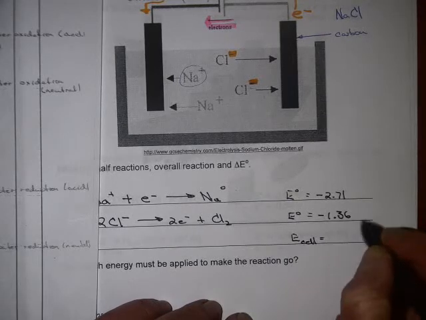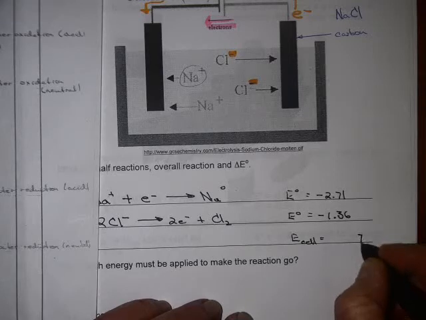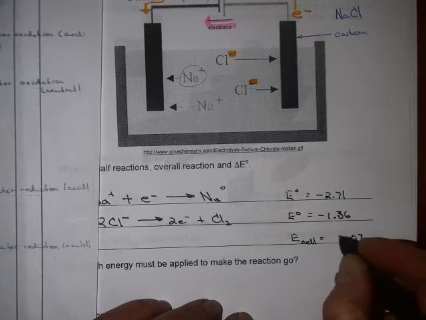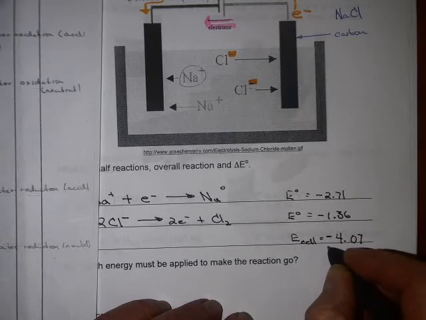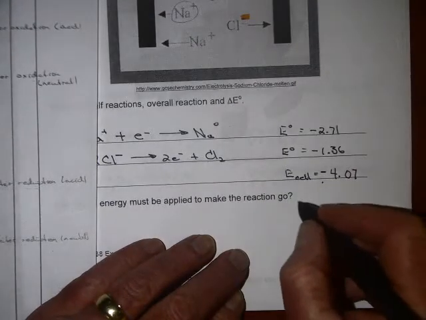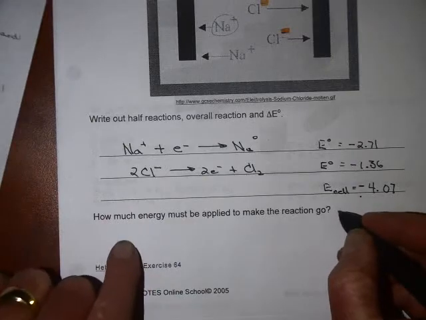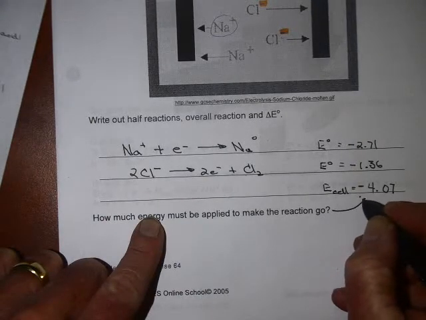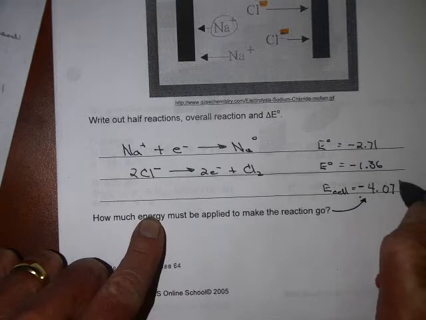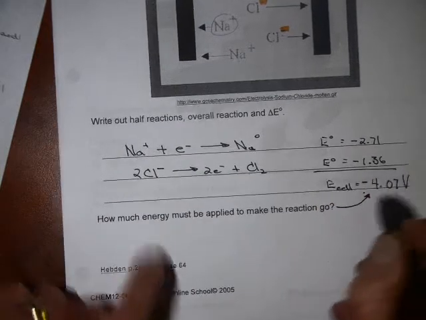So the E cell is going to equal the sum of these two numbers, and I don't have my calculator, so I'll have to do it the long way. Negative 4.07. So this negative is the answer to this question: how much energy must be applied to make this go? That's the answer right there.